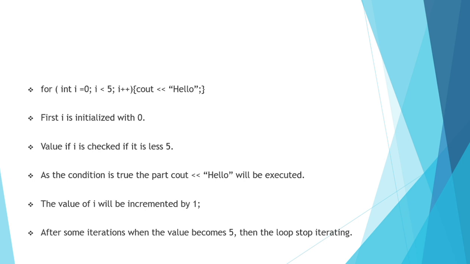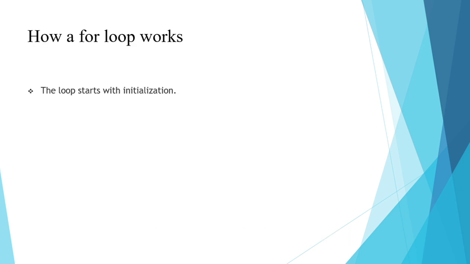Let's break it down step by step to see how a for loop works. Step 1, the loop starts with initialization. This is where the iterator variable gets its starting value. Step 2, before running the code inside the loop, the program checks the condition. If it's true, the loop continues; if it's false, the loop stops.